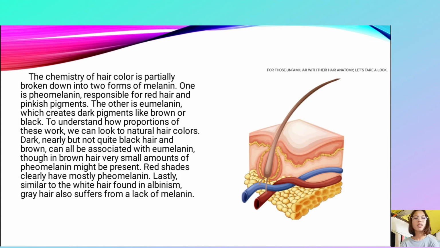So ang kuan jud ana niya is kulang ra na siya og melanin. So that's why mutubo na siya. So you need to have a healthy melanin para wala kay uban. So how do hair dyes work?